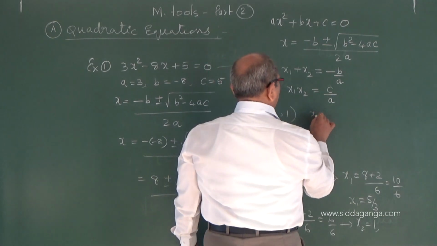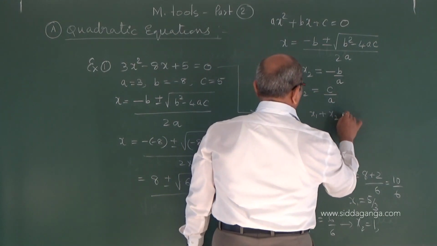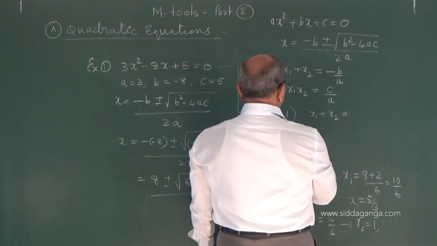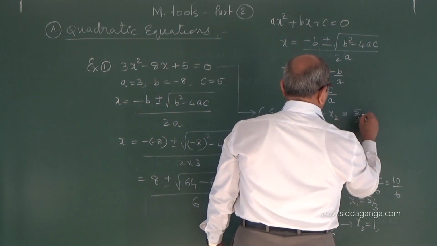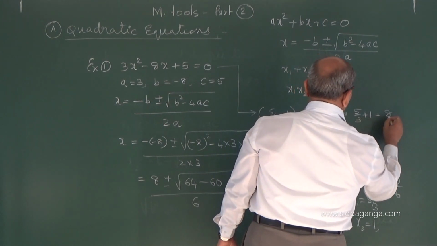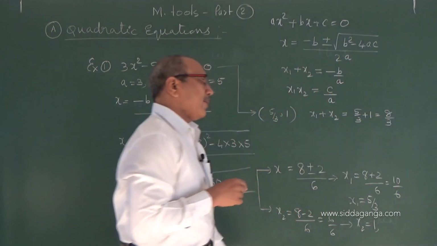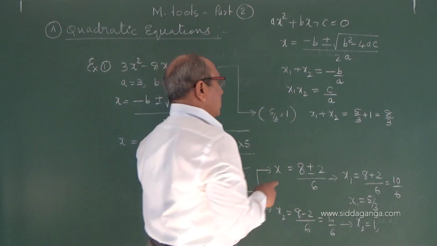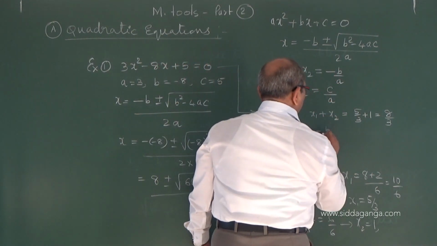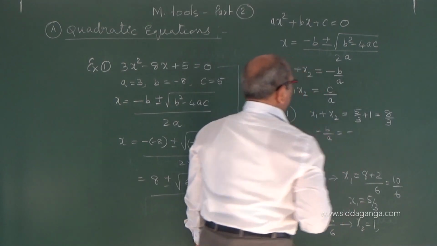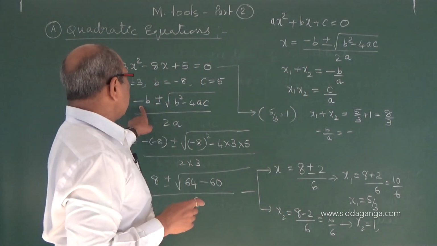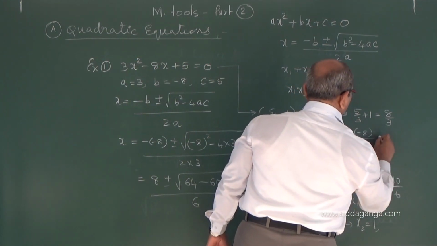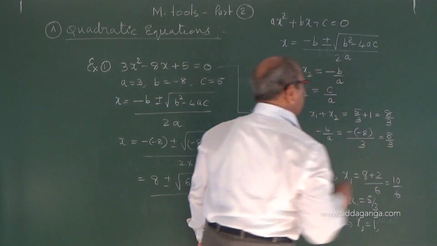Let us take x1 plus x2. For example, x1 plus x2 is 5 by 3 plus 1, which is 8 by 3, because it is 5 plus 3 by 3. Again, if you take −b by a, minus of minus b is 8, so −(−8) divided by 3 becomes 8 by 3.